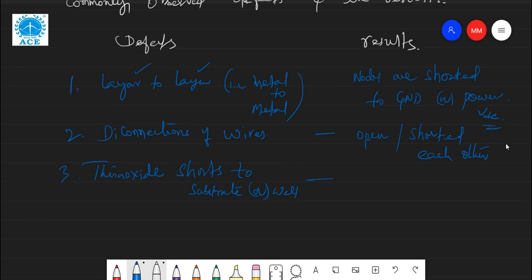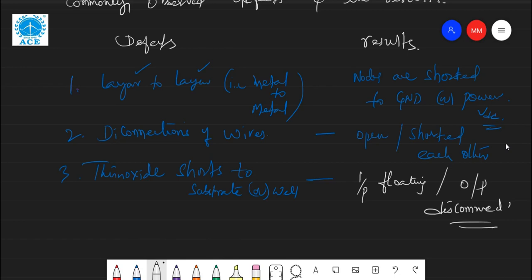Okay, so what will happen? Input will float, or output is disconnected. If we observe, okay, these are the manufacturing testing. Whenever we have such types of defects, we will go through the manufacturing testing and find all such defects, and we'll redesign or remanufacture whatever circuitry we require. Okay, right.